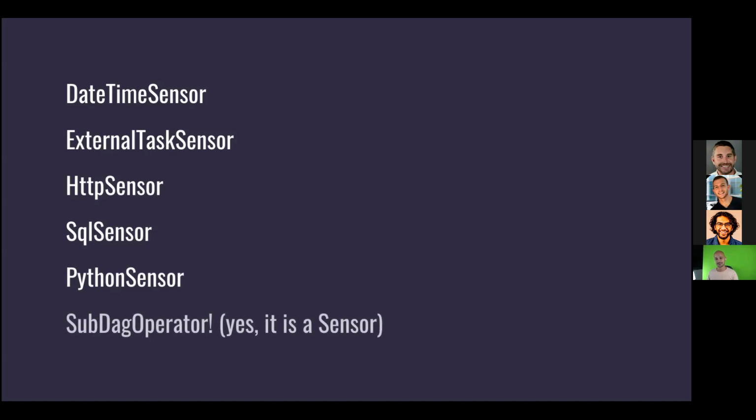Then last but not least, the subDAG operator. The subDAG operator is a sensor. Okay? That wasn't the case before, but now it is a sensor. So for example, the goal of the subDAG operator is to wait for tasks to get executed within your subDAG. In that case, you can leverage the arguments a sensor has to avoid deadlocks. So keep in mind that there is really a ton of sensors that you can use.